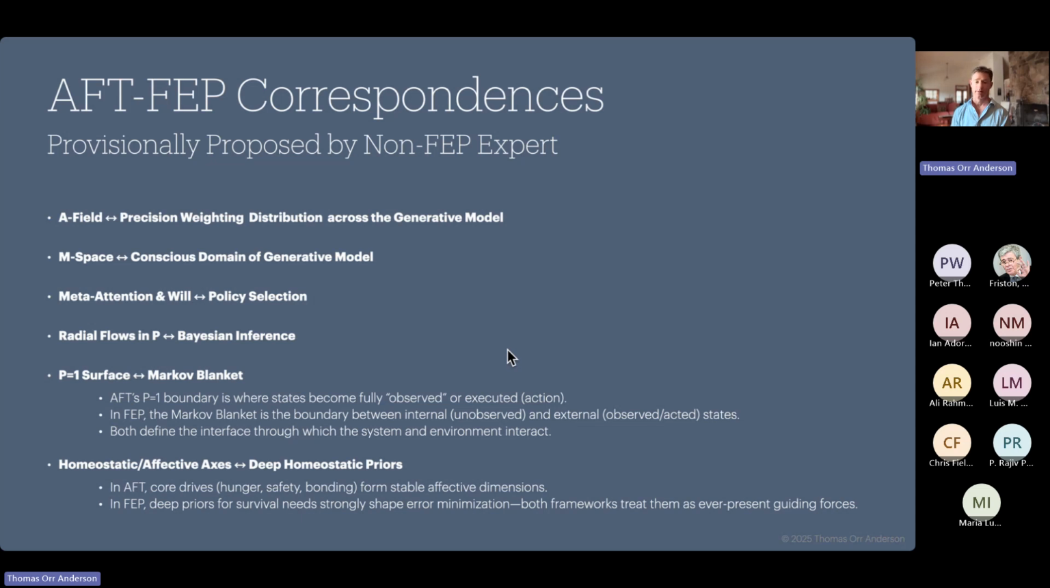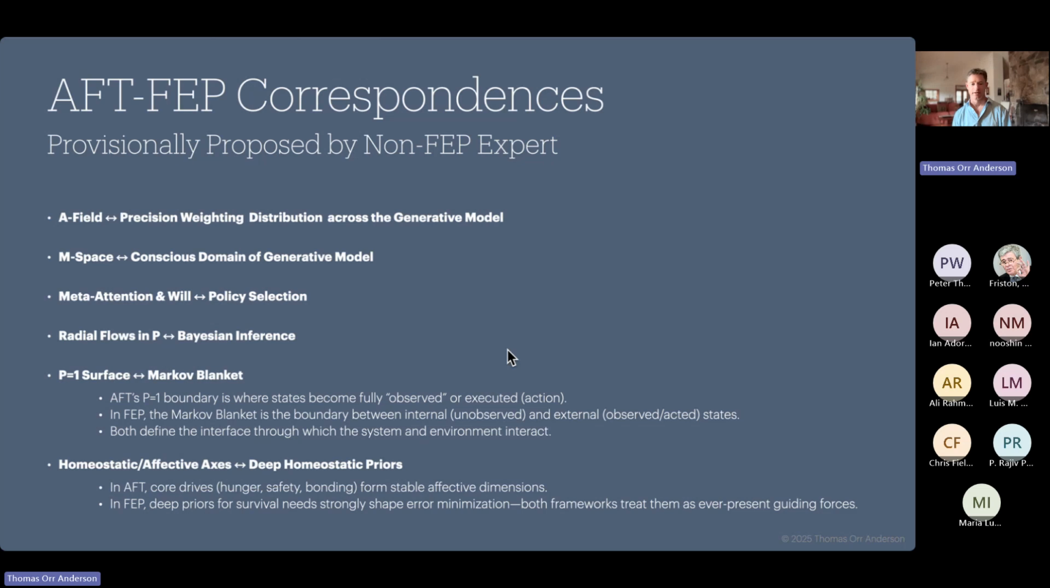In leading to closing, some notable FEP (free energy principle) and AFT (attention field theory) correspondences, provisionally proposed by this humbled non-FEP expert: the A field, the attention field, correlates at least in part with precision weighting distribution across the generative model, particularly those aspects or layers of the generative model that are conscious. The M space correlates with the conscious domain of the generative model, meta attention and will correspond with policy selection, and radial flows in the P dimension correspond with Bayesian inference.